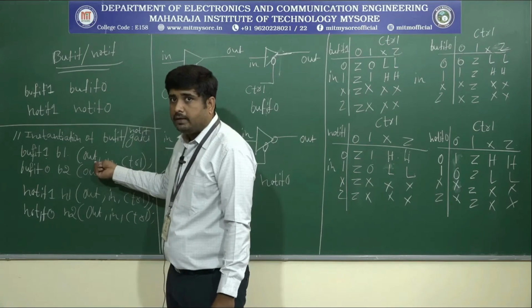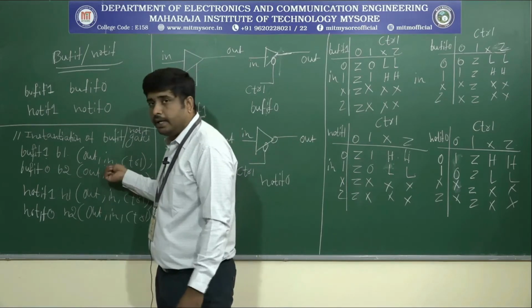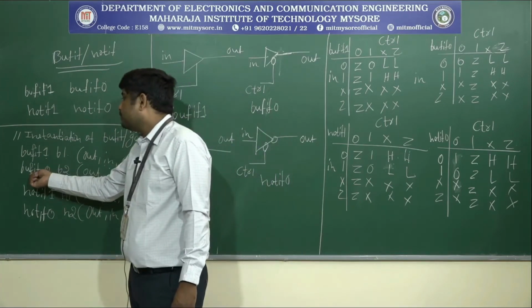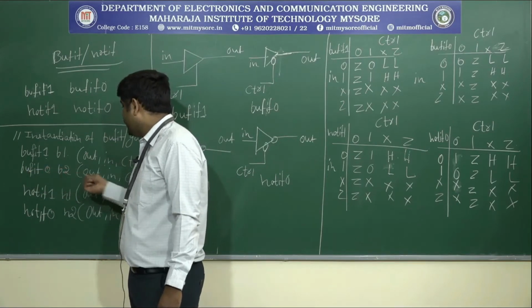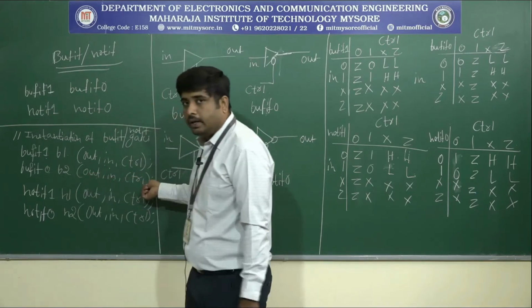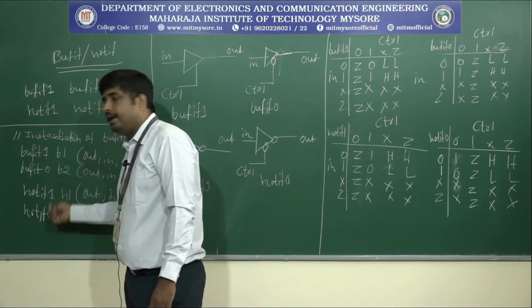Next we write the inputs. What are the inputs here? The first one is in, then the second one is control. Similarly, next we write bufif0 B2, then out, in and control. Here out is the output, and in and control are the inputs. Similarly for notif1 and notif0.